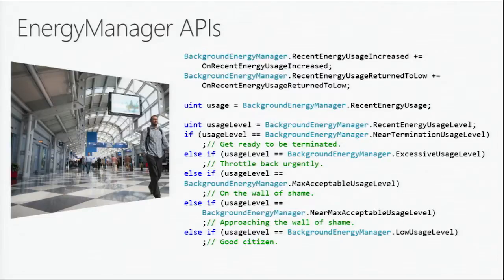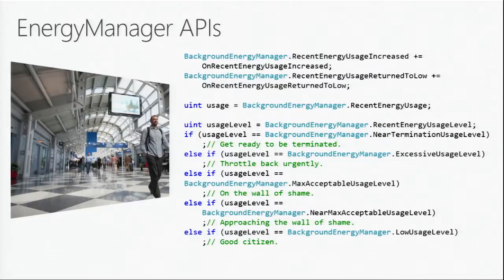And you can see there are hopefully meaningfully named values here, like your usage is low. You're at low usage level. You're at near max acceptable. You're at max acceptable. So max acceptable is a level that we consider to be reasonable for a task under normal circumstances. So most tasks actually won't reach that level. They'll be just below that level most of the time.